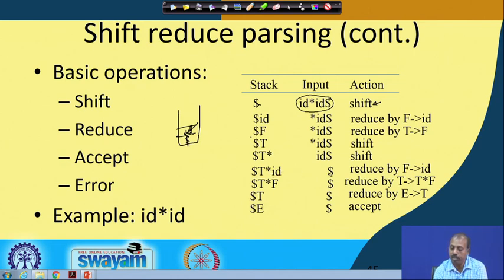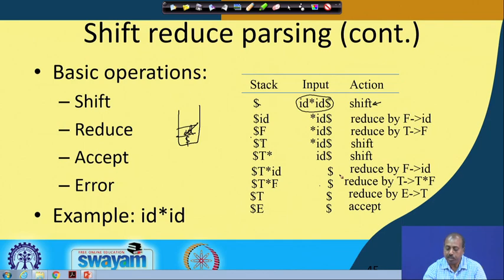Now, with ID and dollar, it takes a decision to reduce by F producing ID. So, this ID will be replaced by F. Then, with this T star and F and dollar, looking at F and dollar, it will take a decision to reduce by T producing T star F. So this way it proceeds.